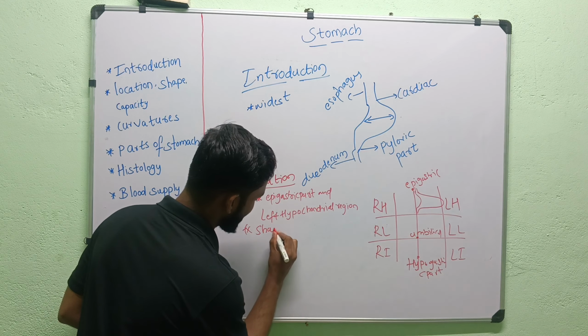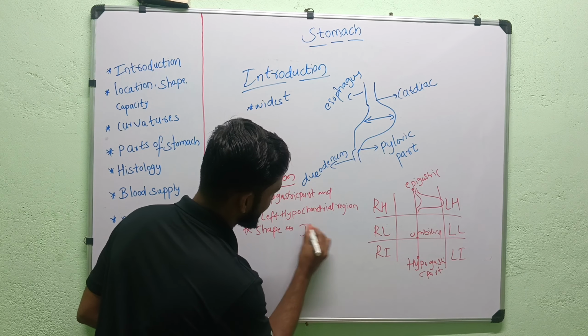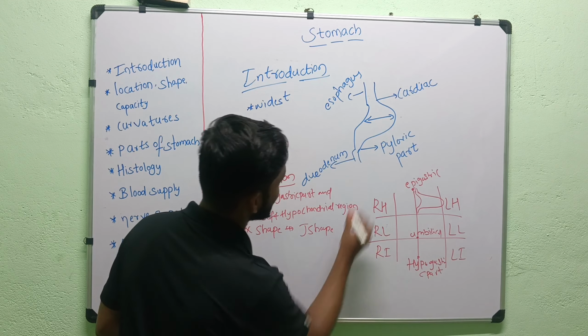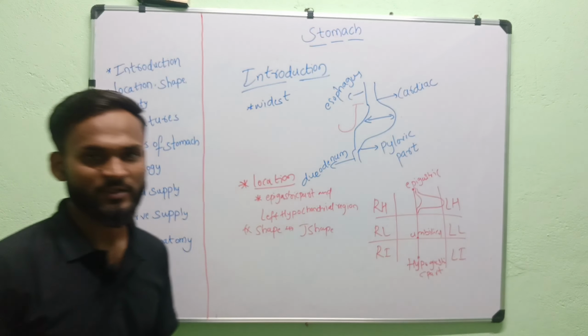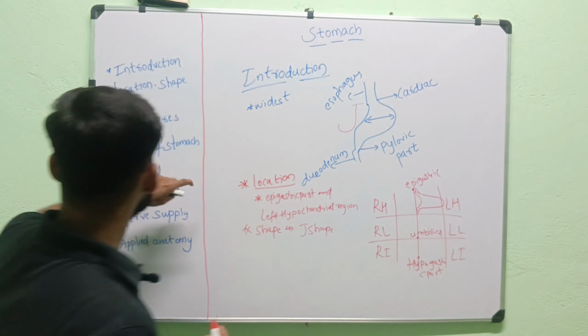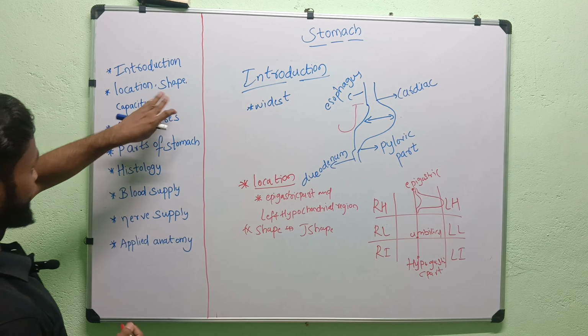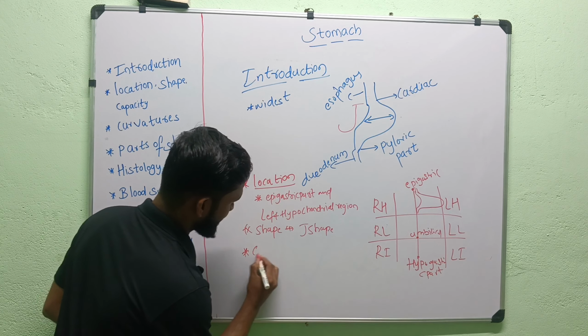The shape of your stomach is J shape. This is a J-shaped organ. Next we are going to discuss the capacity of your stomach.